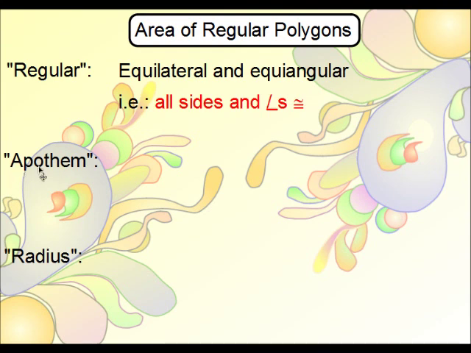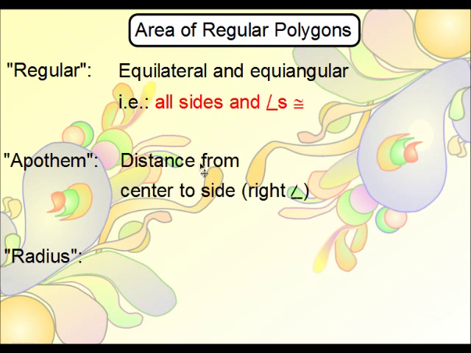An apothem, or apothem, depending on which way you want to pronounce it, is the distance from the center to a side. And it doesn't matter which side because it's regular, meaning that it's all equilateral and equiangular. Now, when we talk about the distance to a side from a point, we always go the shortest distance. And that shortest distance to a side, whether it be a segment or a line or a ray, is always going to be at a right angle.